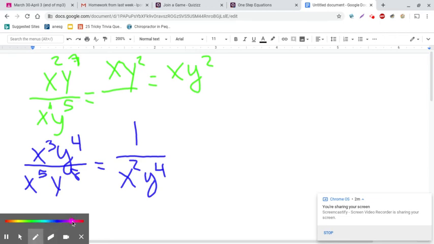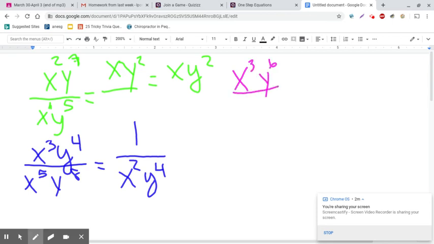All right, let's keep going. Next example. x cubed, y to the 6th over x to the 4th, y squared. Okay, so if you notice the first equation, everything ended up being in the top, and the second equation, everything ended up being in the bottom. And in this equation, we're actually going to have one on the top and one on the bottom. So you guys can see a little bit of difference between them all.